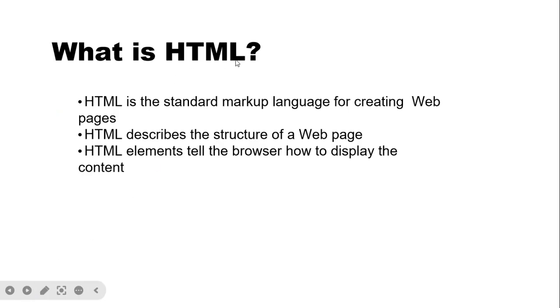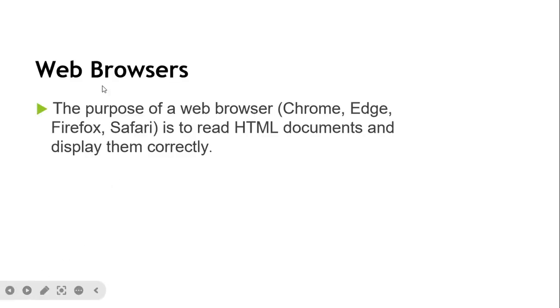And what does HTML mean? It is used to create web pages, the content part. It is used to describe the structure, the elements which tell the browser how to display the content. Everything we discussed, correct? Now, what is the web browser, and why is it used? What is the purpose? It is used to read the HTML documents and display them correctly.